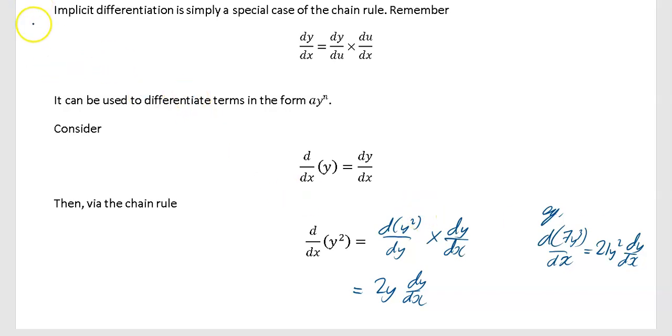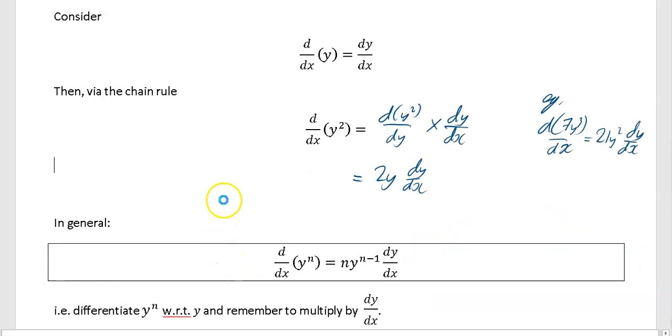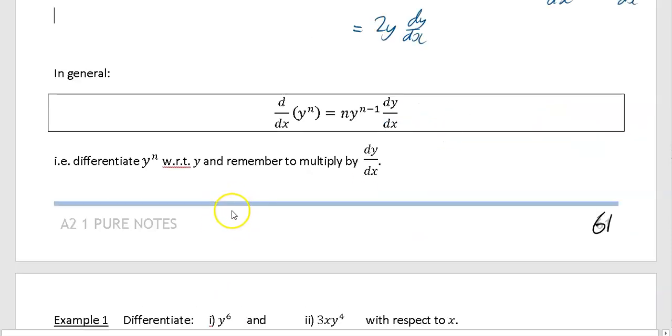Okay, we're just going to look at this properly now and give it in our notes. So in general, if you differentiate y to the power of n with respect to x, you're going to get n y to the power of n minus 1. So that's you've differentiated your y term with respect to y, and then you fire a dy by dx on the end.